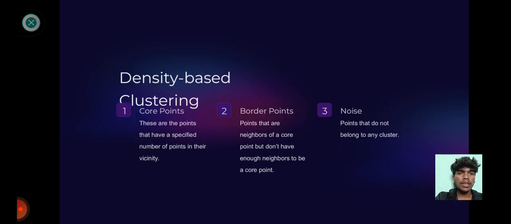Density-based clustering: core points, border points, and noise. Firstly, core points. They are the points that have a specified number of points in their vicinity. Border points: points that are neighbors of a core point but don't have enough neighbors to be a core point. Noise: points that do not belong to any other cluster.